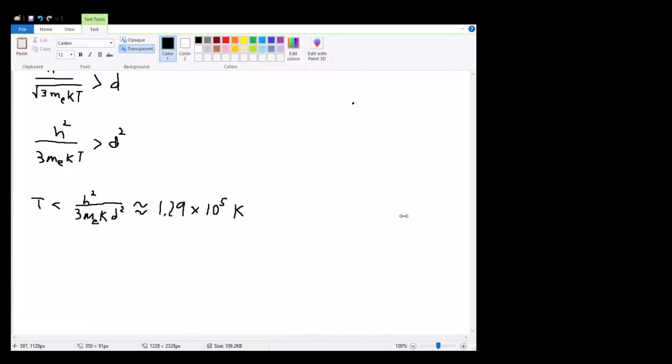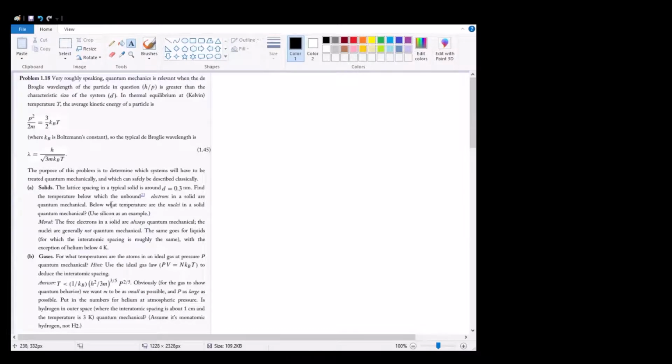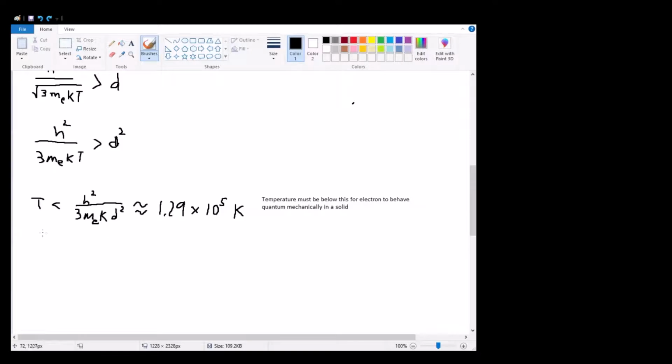And before we actually understand what exactly this means, let's just very quickly solve the second part of part A first before we look at what the significance of this is, because the moral does tell us the significance, and we will explain everything after we're done with part 2. So next, we want to find the temperature below which the nuclei in a solid are quantum mechanical instead. So instead, what we're doing here for nuclei is we're going to be doing the exact same process, but instead of the mass of an electron, we're going to be using the mass of a nucleon, k d squared.